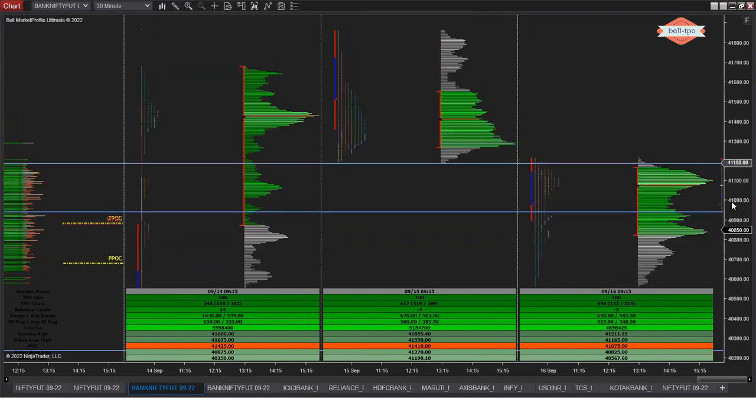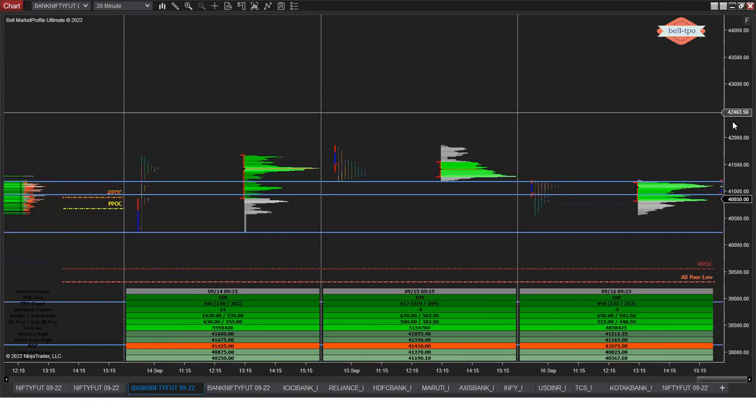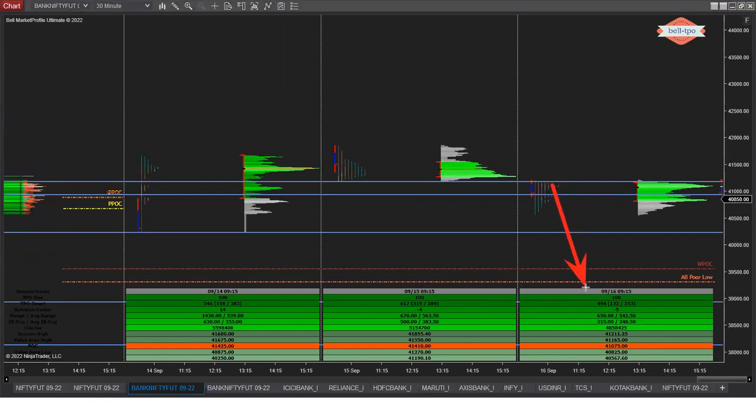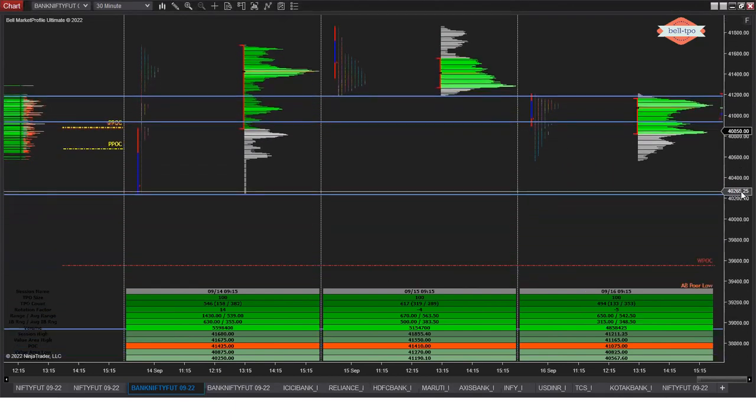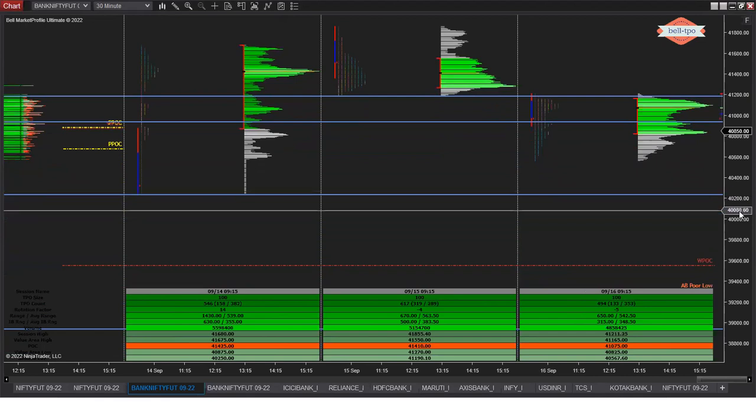How dangerous, I'll tell you. They can go and breach the AB power low, and that can happen very fast. That AB power low is around the 39,300 levels, which is way down. It's still another 1,500 points down from the current levels. So Bank Nifty is getting more dangerous. Upside odds are looking very limited, but downside odds are getting very aggressive.